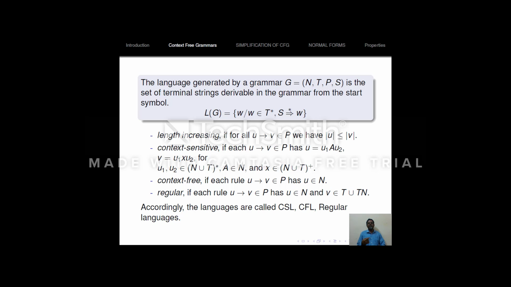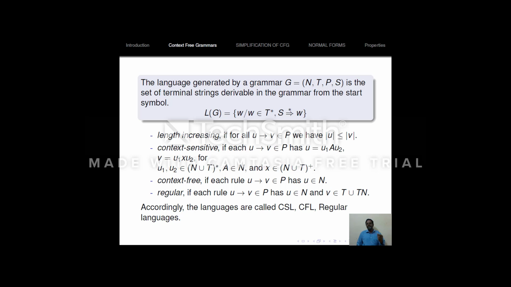an element of N union T whole plus. So that means what? Context sensitive means this A on the left hand side should not be replaced by X all the time. When A comes between u1 and u2, only then this A should be replaced by X. That is the criteria for the context sensitive. That is based on the context.